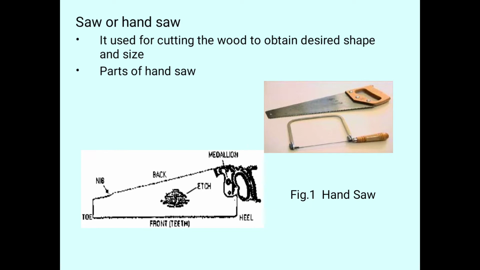Next, we can see the parts of a hand saw. Wooden handle, as I said earlier. The blade carries cutting teeth. For the right side figure, we can see the top figure, where we can observe the blade which carries the cutting teeth.